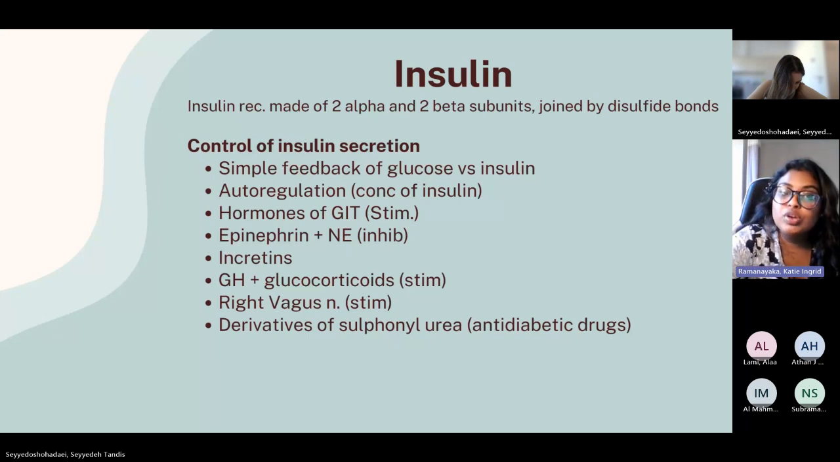Then you have growth hormone and glucocorticoids like cortisol, which stimulate the production of insulin. You have the right vagus nerve. There's no physiological explanation for this, but just know that it also has a stimulatory effect. I remember this being asked in the test.